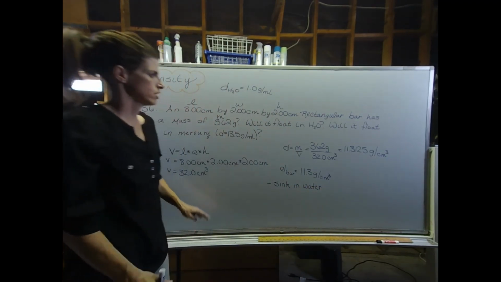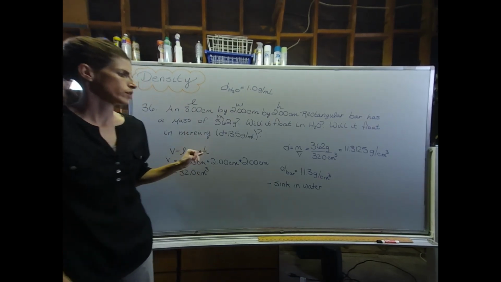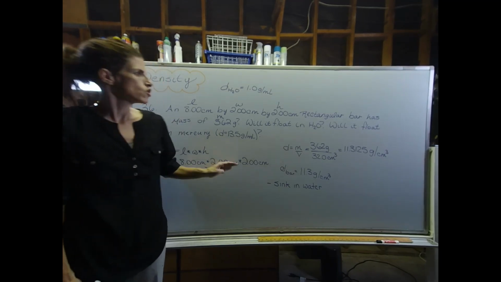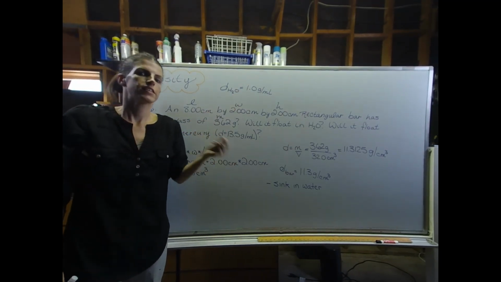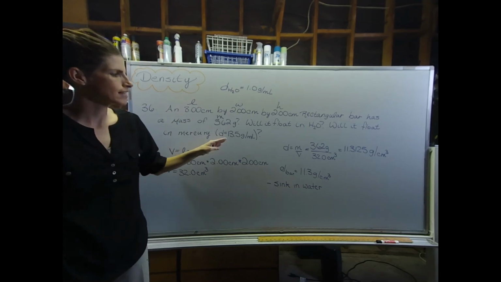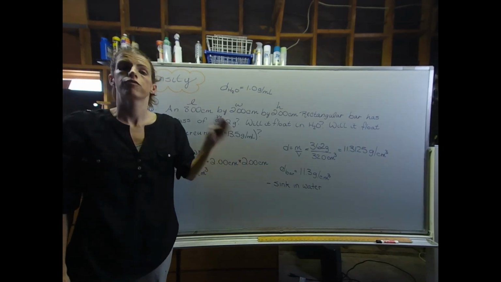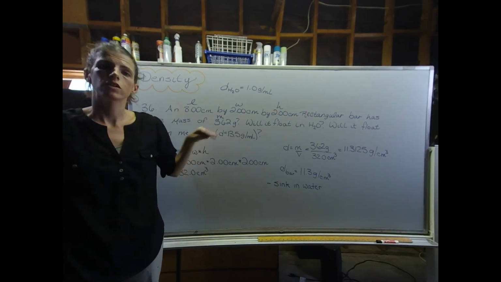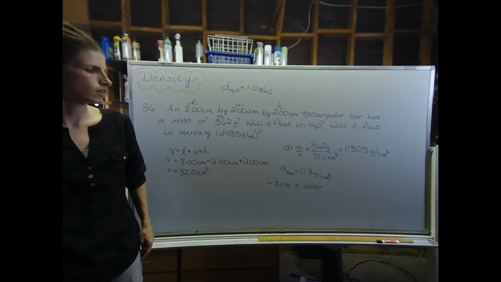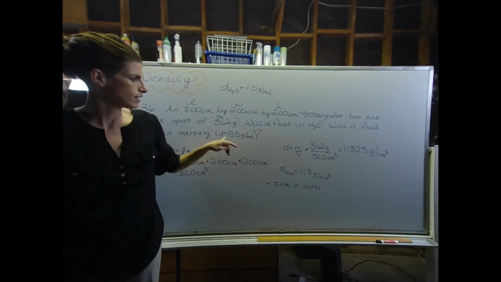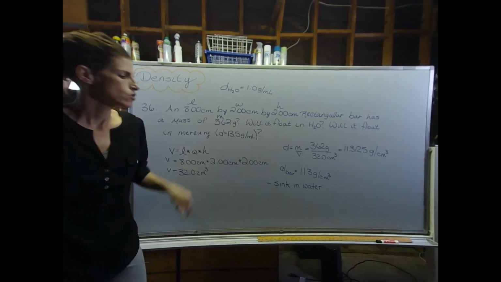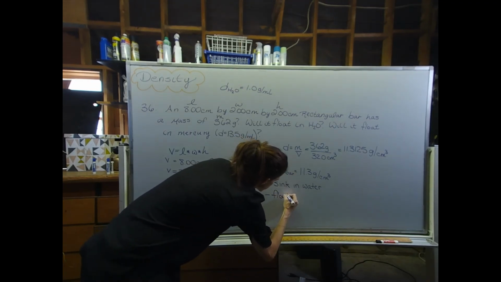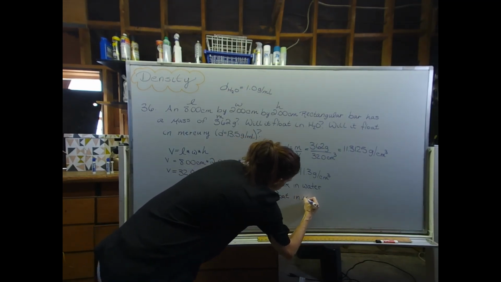The next question is, will it float in mercury? And mercury has a density of 13.5 grams per mil. So we can use the same reasoning, except with a different value. If it's less than 13.5 grams per mil, it's going to float on the mercury. If it's more than 13.5 grams per mil, it'll sink below the mercury. So 11.3 is less than the density of mercury. So I'm going to say that this rectangular bar will float in mercury or on mercury.